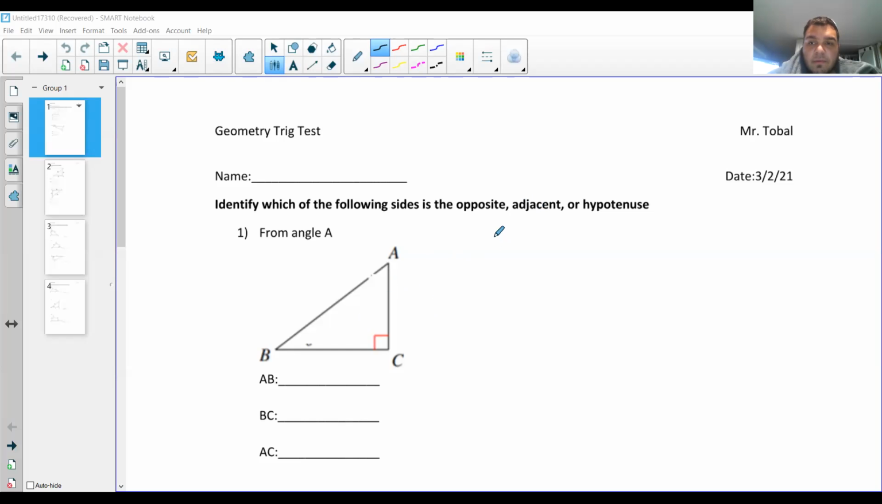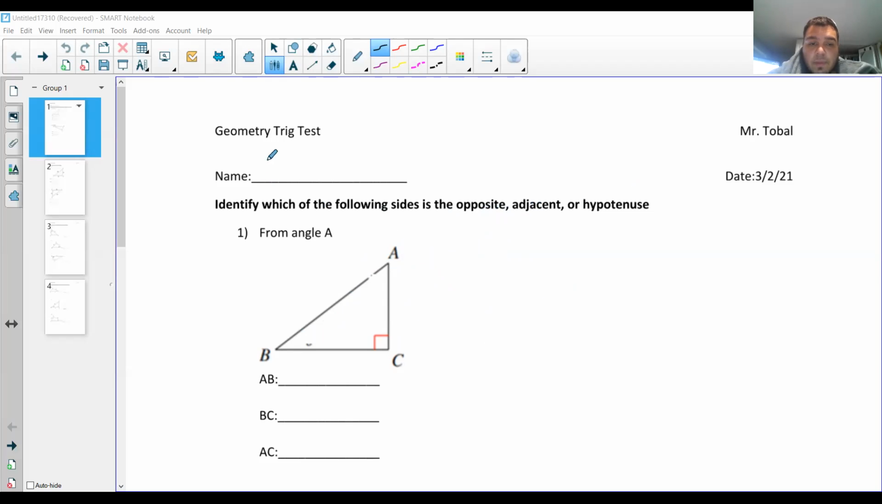Hey guys, I realized that I sent you the blank test, but I didn't send you an answer sheet. So I'm going to walk you through the answer sheet of this test. Your test is going to be formatted slightly differently, but all the content is going to be the same. So this is going to be like a penultimate review video. So use this to your advantage.